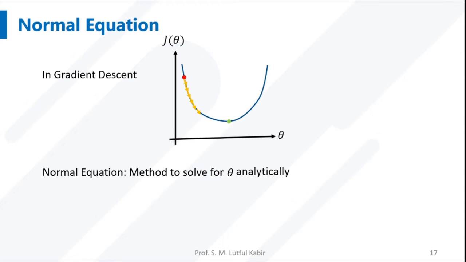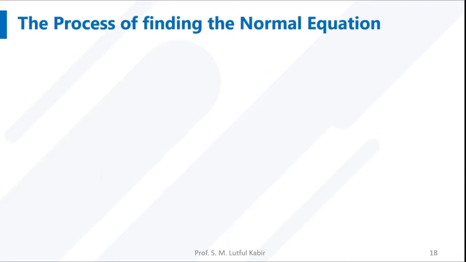So there are two ways of finding theta. One is an iterative process, and the other is directly solving for theta. There are some advantages and disadvantages of directly solving for theta, which we'll discuss later on. Let us first concentrate our discussion on how to derive those equations for theta. Let us discuss the process of finding the normal equation.